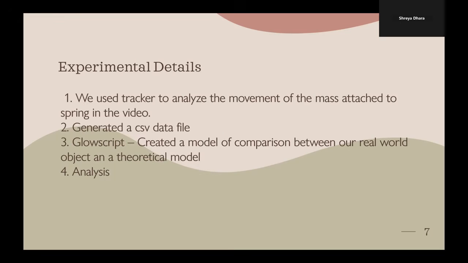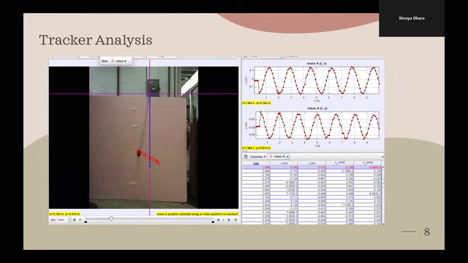And then for the details of this experiment, we basically used Tracker to analyze the movement of a mass attached to the spring in the video. I generated a CSV data file with the X and Y positions, and then I used GlowScript to create a model comparison between our real-world object and a theoretical model. So here's a Tracker analysis.